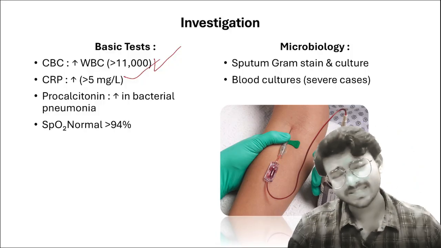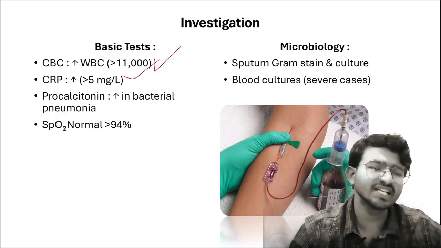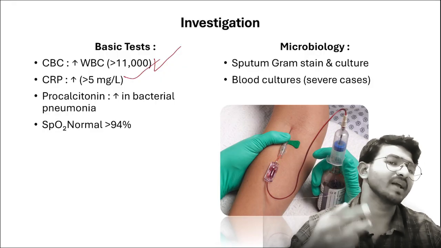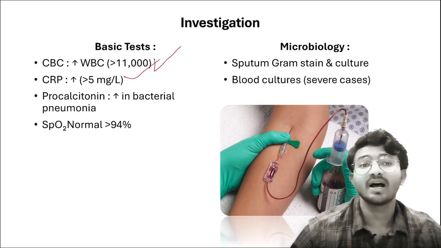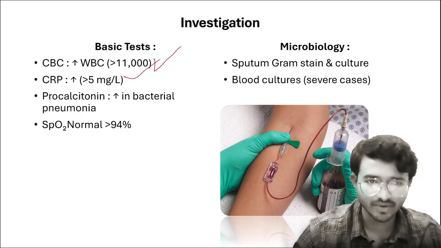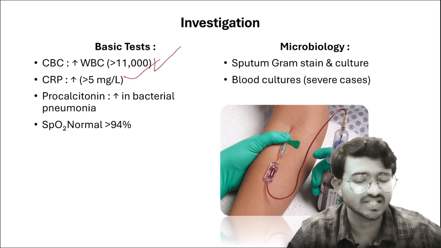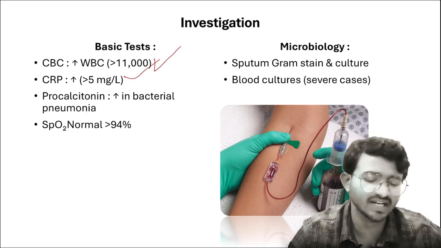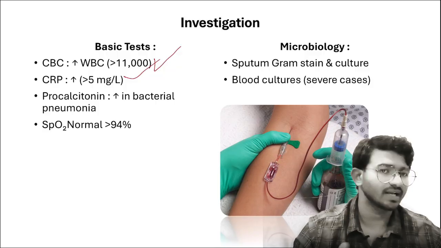Because if it increased, we have to suspect that it is bacterial pneumonia. If it decreased, we have to think about atypical pneumonia, because of fungi or mycoplasma or something viral. Okay, so another thing we always have to check is saturation. If it is normal, greater than 94, no problem. If it is less than 92, we have to think about pneumonia.